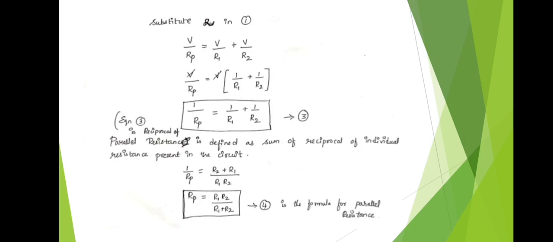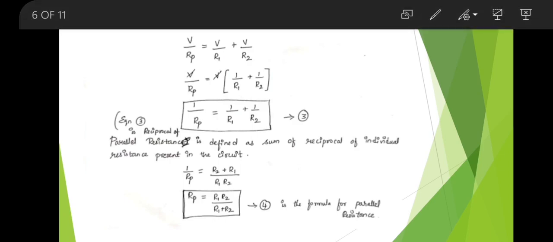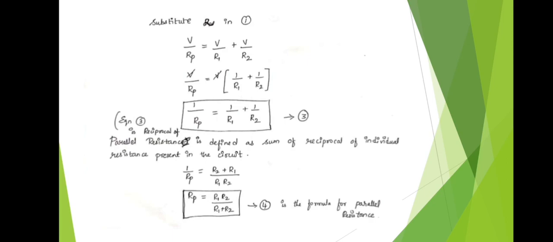Now substitute equation number 2 in 1. See equation number 1: I is equal to I1 plus I2. So substitute 2 in 1. In the place of I, V by RP. In the place of I1, V by R1. In the place of I2, V by R2. Here on the right hand side we are taking V as common: V into 1 by R1 plus 1 by R2. V cancels. We are getting 1 by Rp is equal to 1 by R1 plus 1 by R2.